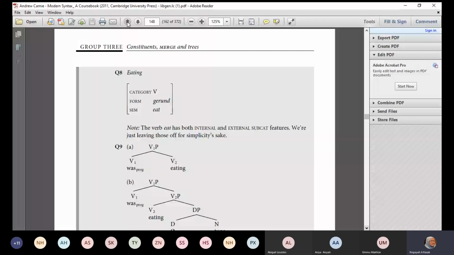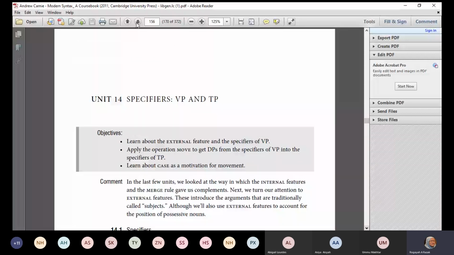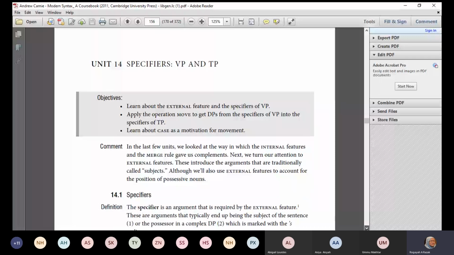Okay. Specifiers. Remember we looked at complement. So another category is called specifiers. So the merge rule gave us complements. Next we turn to external features.